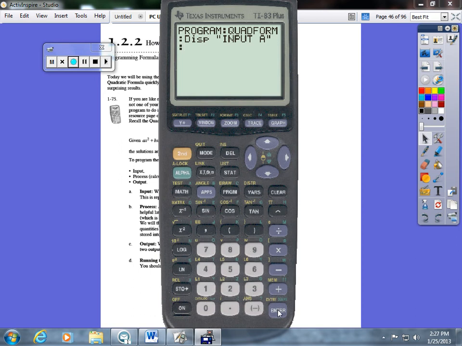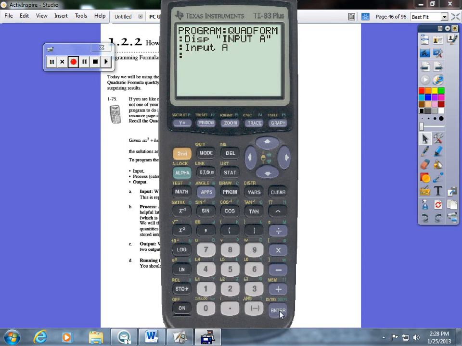Alright. Now when they type in their a value, we need to store it. There's a function for that. It is actually called input. So input a. Notice the difference. This Input is all caps. That means it's something that people running the program will see. This input is not. That means it's an actual calculator function.